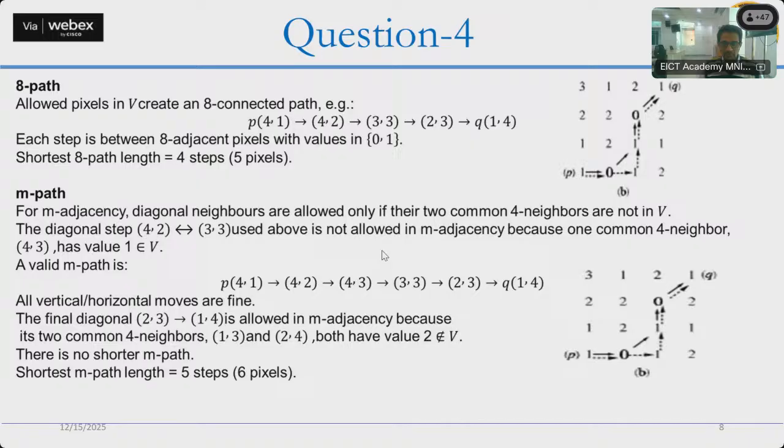Okay. So now we go to the M-path, which is another concept. In the M-path, till this part it is fine: 1, 2. But remember, now when going from 0 to 1, can we go through this path, and can we go through this path?